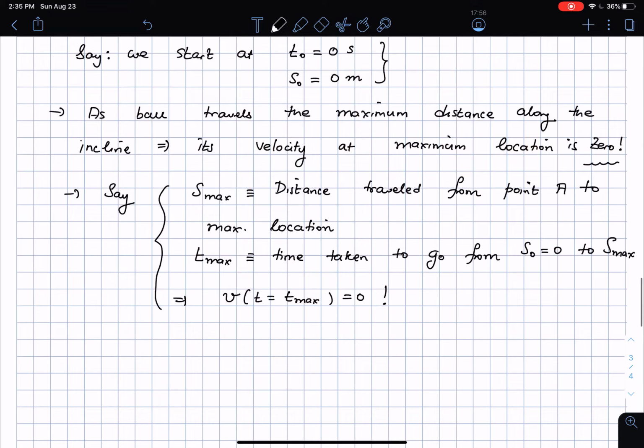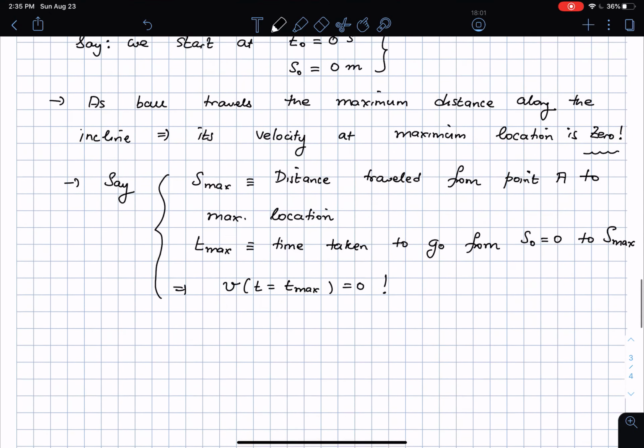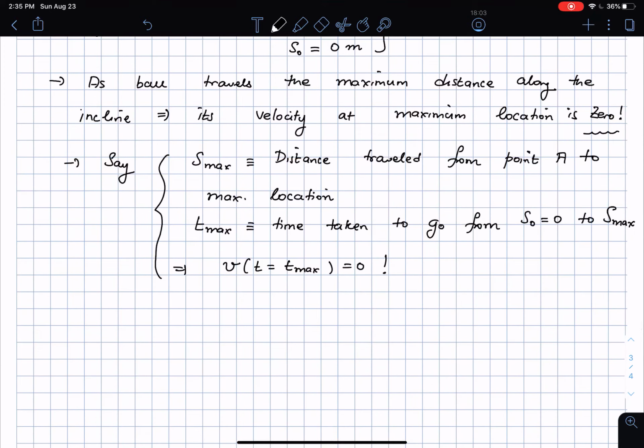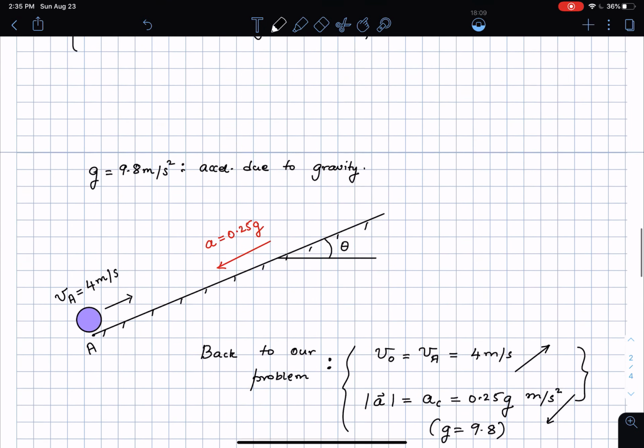Okay, and if that is the case, then here is what I'm thinking. I need to find S max. Then I need to find T max. What are the equations I could use? Go back to my set of equations that we have just written down here.